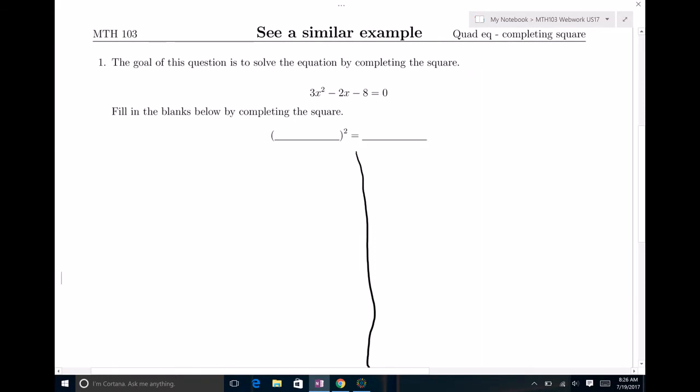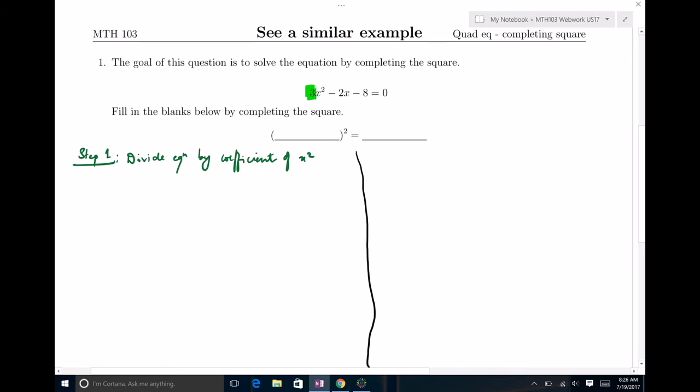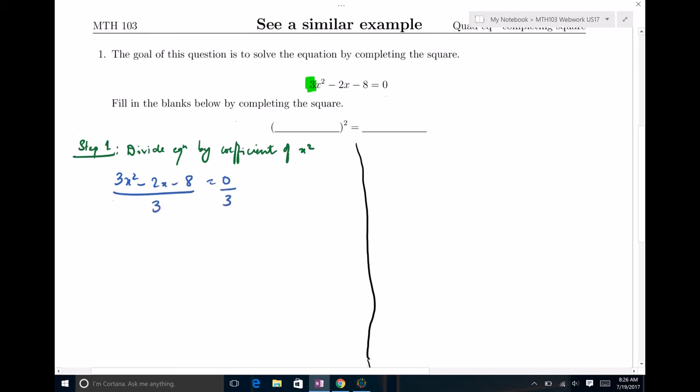When you're solving an equation by completing the square, it always helps to go step by step. So I'm going to start with step 1, which is to divide the entire equation by the coefficient of x squared. In this case, our x squared has coefficient 3. So I'm going to take the entire equation, that is 3x squared minus 2x minus 8 equals 0, and divide the whole thing by 3 on both sides.